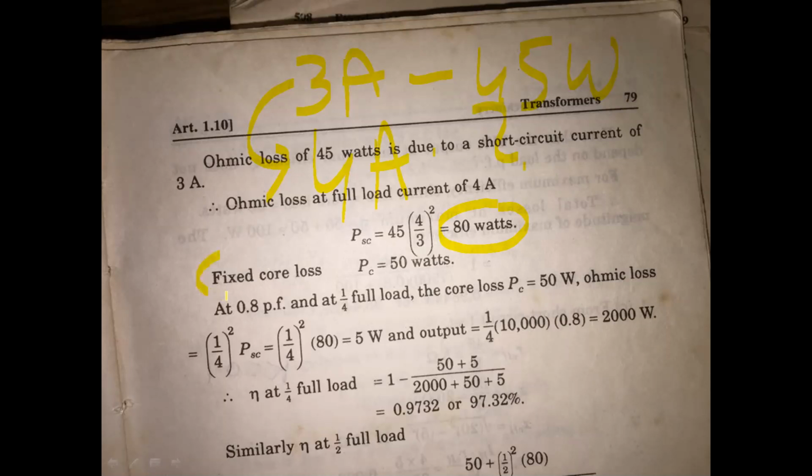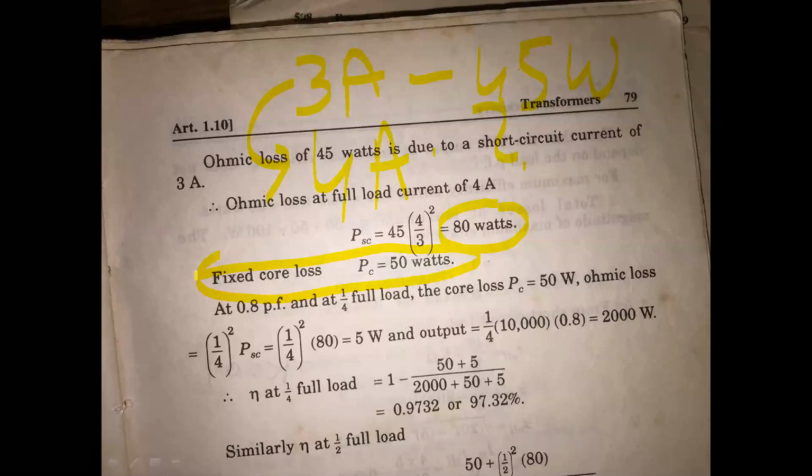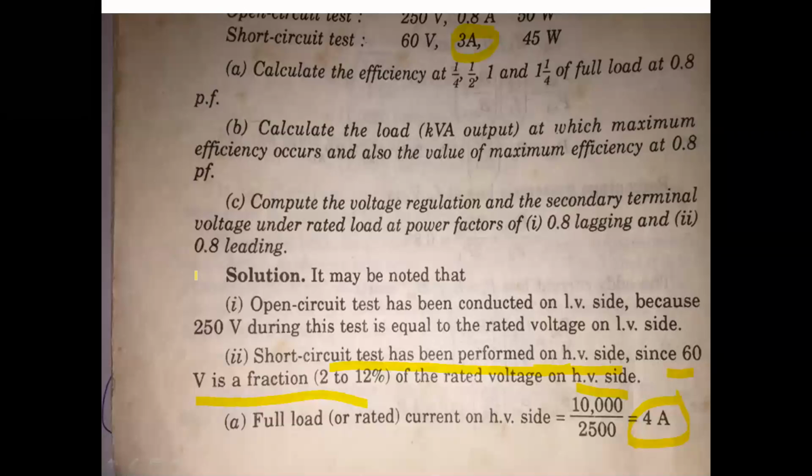These are the core losses. Core loss is constant. So here we calculate copper losses at the rated full load value, at 0.8 power factor. First of all, we calculate the efficiency at 1/4 load, half load, full load, and 1.25 times full load, at the same power factor, 0.8.